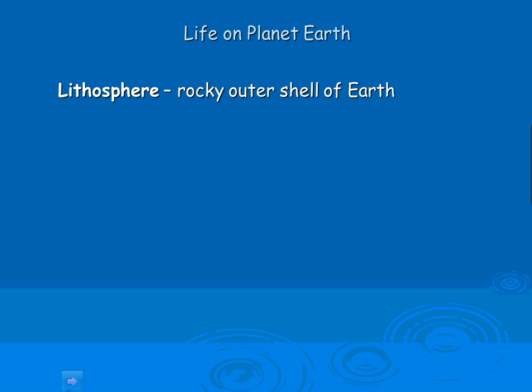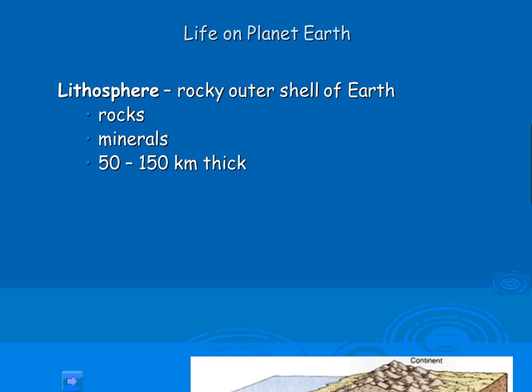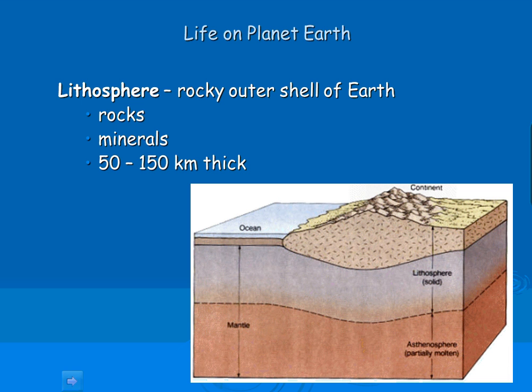So the next part then is the lithosphere, and that's basically that rocky outer part of our Earth. So what we live on, you have the rocks and minerals. This is about 50 to 150 kilometers thick, which is actually fairly thick for the surface of the Earth. The lithosphere goes continuously around the Earth, so you can see here, you have your continent. This is our landmass. This is where we build our cities and stuff, and you have the ocean connected to that, and then underneath that is this lithosphere layer.